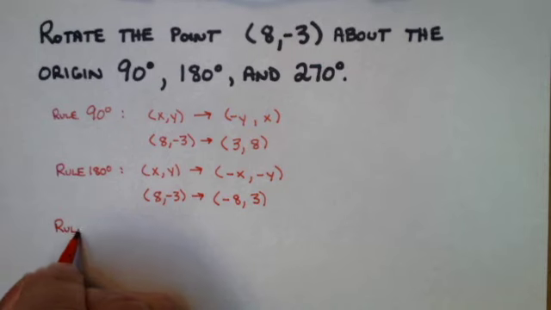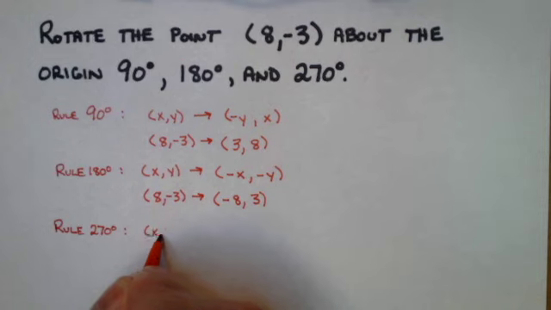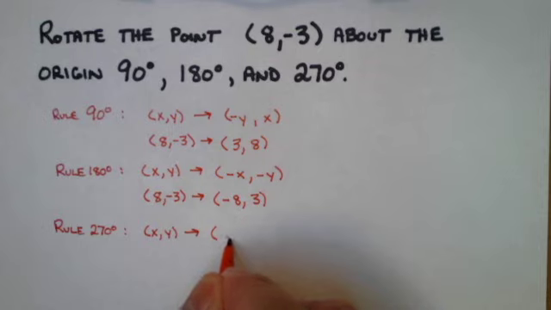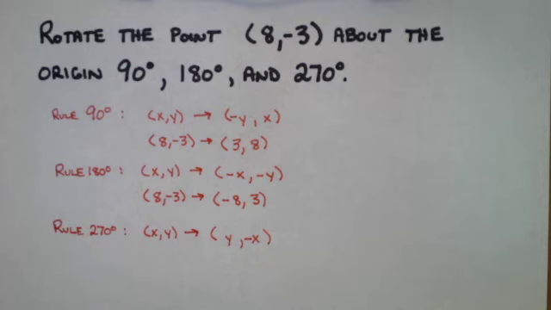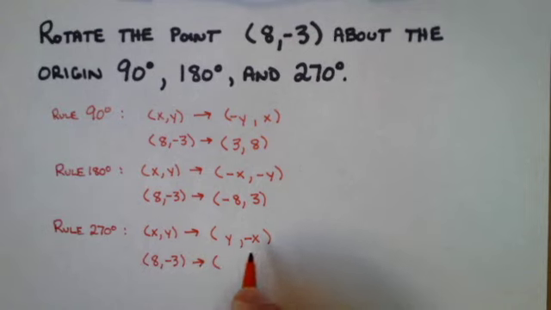The rule for 270 degrees is if you take a point and you rotate it 270 degrees, the x and the y change positions, but I write down the opposite of my x. So my point is 8, negative 3. I'm going to switch positions with the x and the y, and then I'm going to write down the opposite of positive 8, which is negative 8.